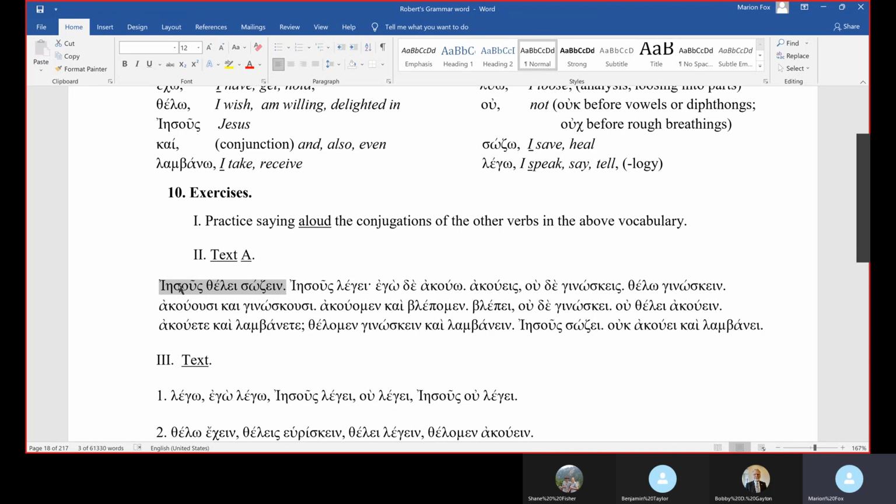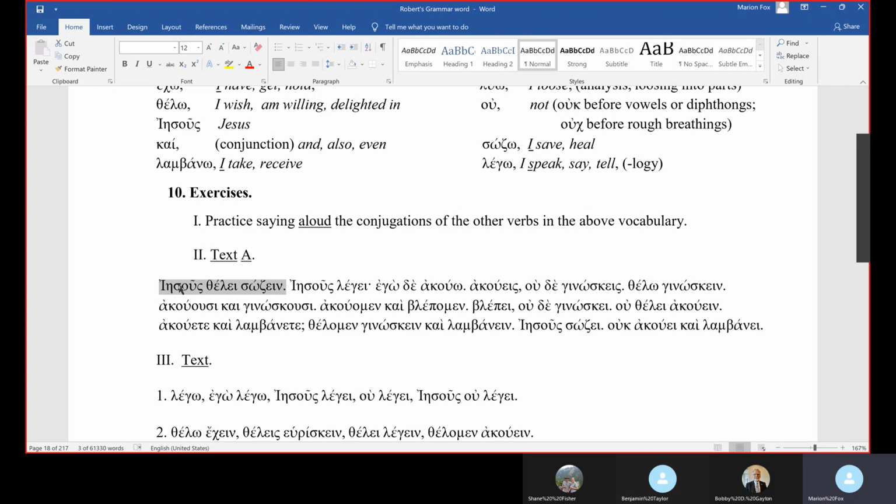And so sozein is what part of speech? Present tense. Present tense what? Is it a verb? Infinitive. Indicative. First, third person. It's an infinitive, isn't it? Oh, he desires to save. Okay?